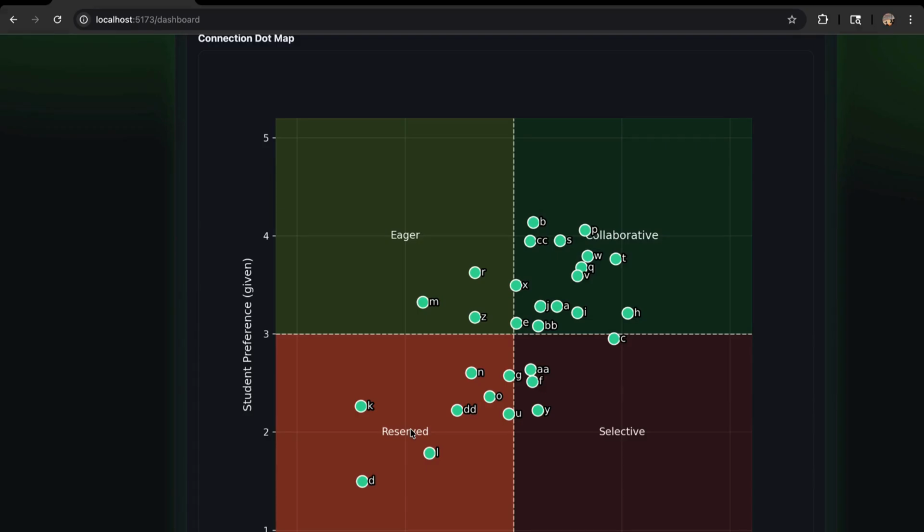In this class data, you can see that 3 students fall into the reserved category, meaning they're not as socially integrated as their peers. This gives the teacher an immediate sense of who might need some extra outreach or support.